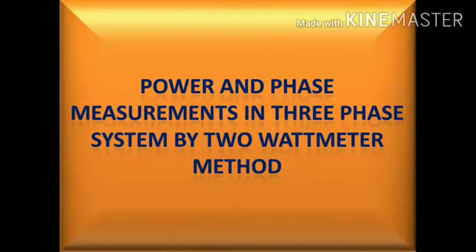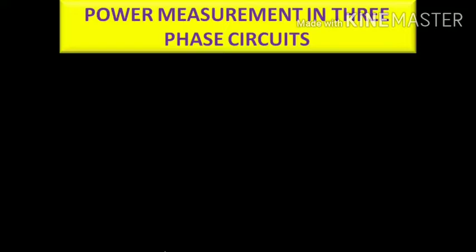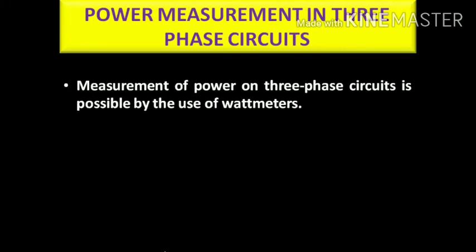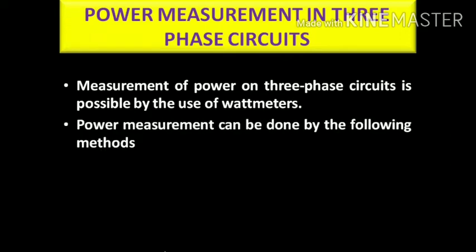Today we are going to discuss one experiment, that is power and phase measurements in a three-phase system by the 2 wattmeter method. So first of all, we will discuss how we measure the power in a three-phase circuit. The measurement of power in a three-phase circuit is possible by the use of wattmeters. As we know, a wattmeter is a device by means of which we can measure power. So the power measurement can be done by the following methods.